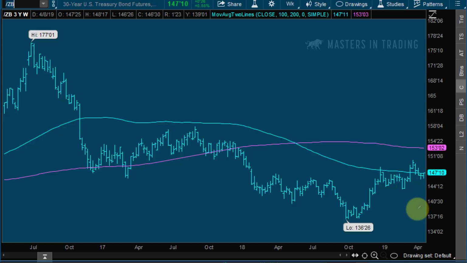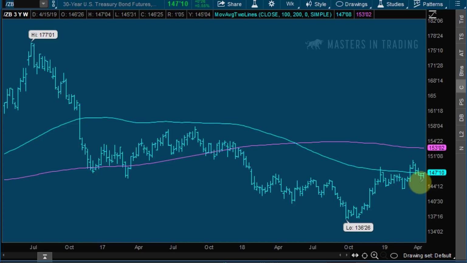Now throughout my 20-year trading career, I've realized and I've started to gain confidence that markets don't like to stay around big levels. A big level in the ZB outright future is the 100 period and the 200 period moving average on a weekly chart. So right now, the ZB is at the 100 period moving average. I personally don't think it's going to stay there. I think it's going to get away from there pretty quickly.